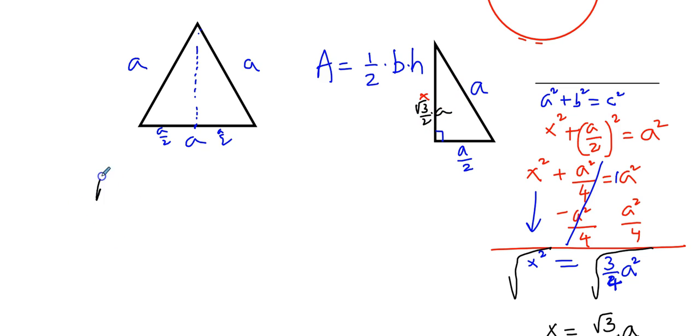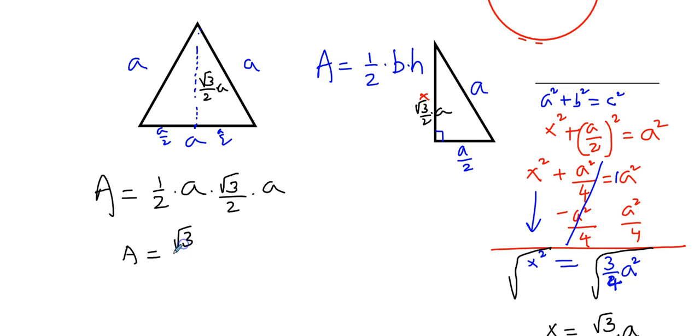So my area of triangle here, A, is equal to half times the base, the whole base is A, times the height, that is square root of 3 over 2 times A. That gives me the area of this equilateral triangle: 1 half, the denominator 1 more half here, and on the numerator, square root of 3 times 1 is root 3, over 4 times A square. So this is the area of an equilateral triangle.